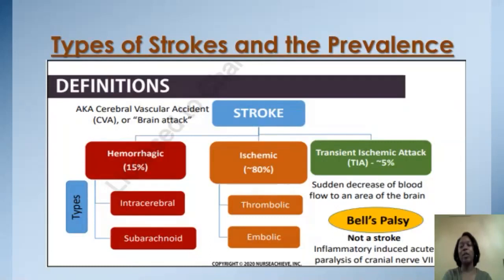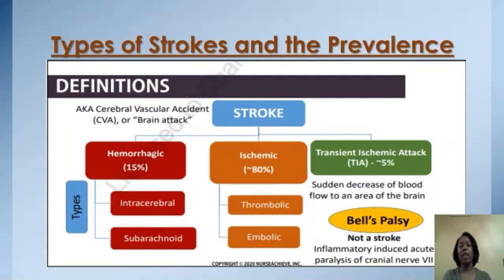Now, 80% of the CVAs are ischemic in nature, and they are called ischemic strokes. There are two different categories of ischemic strokes. So first we have thrombotic. A thrombotic stroke is the formation of a blood clot that partially occludes an artery that is already clogged with fatty deposits of plaque. This clot blocks the blood flow, resulting in damage to the brain tissue.